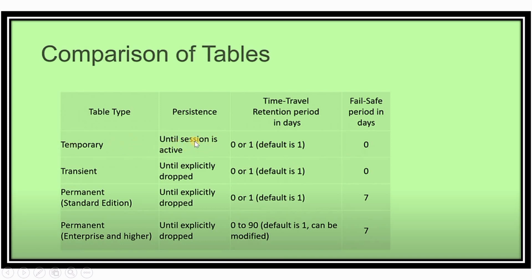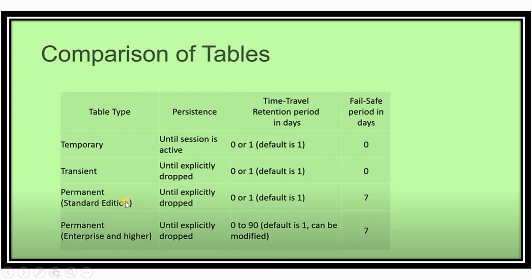And the temporary table will only be accessible to one worksheet only. If you access this temporary table from another worksheet where you haven't created it, then you will not be able to access it. Okay, and the transient table will not be dropped automatically as the temporary table is. Transient and permanent tables will not be automatically dropped until we use the drop command to drop them. The retention period for the transient table is also 1 day, and it has 0 days of the fail safe period.